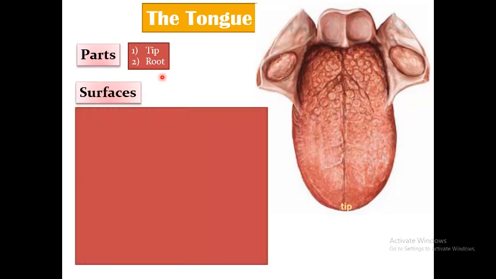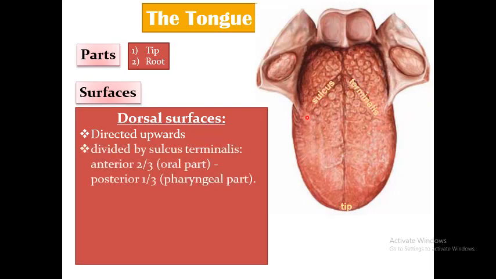The upper surface is very important. It's called the dorsum of the tongue or dorsal surface. So this is the dorsal surface, or the dorsum of the tongue. It's directed upward, and it's divided by a sulcus. This sulcus is called the sulcus terminalis. So this is the sulcus terminalis.